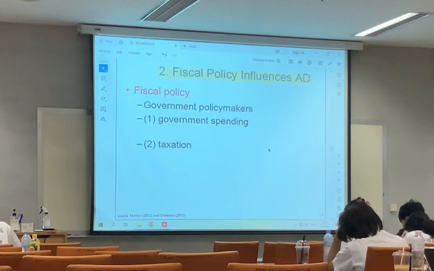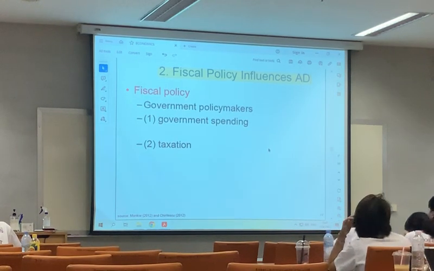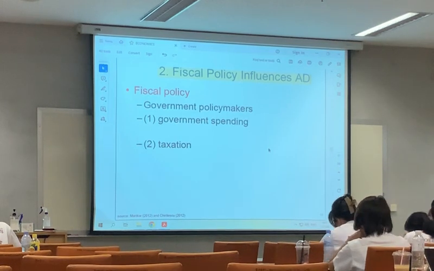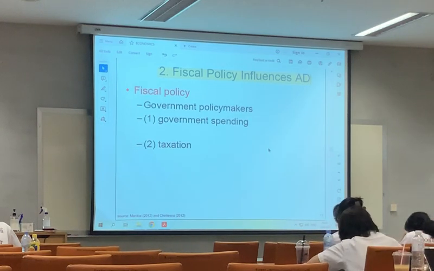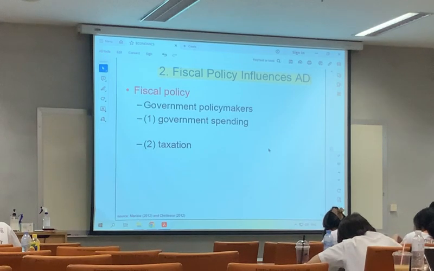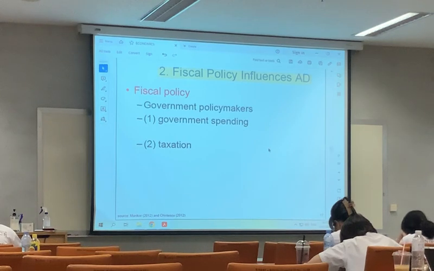Fiscal policy can be done by changing two things: government spending or tax. The tax can be income tax or VAT or any type of tax that the government would like to change. I think I already told you about what types of fiscal policy we have, so let's see whether you still remember. We have government budget deficit and government budget surplus, right? Can you tell me what the difference is between the two?